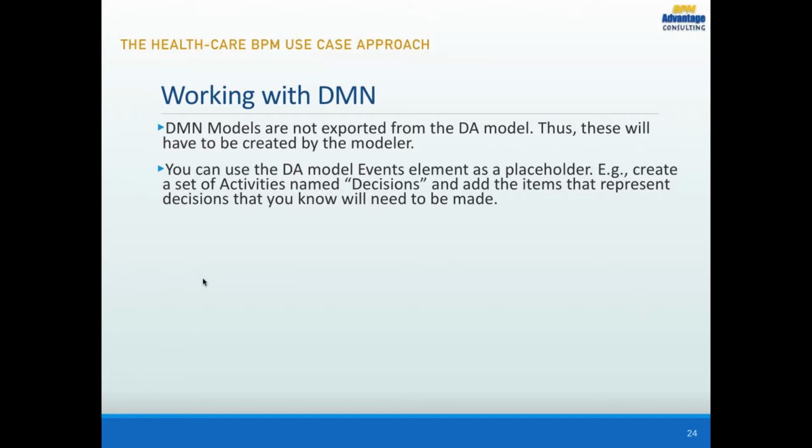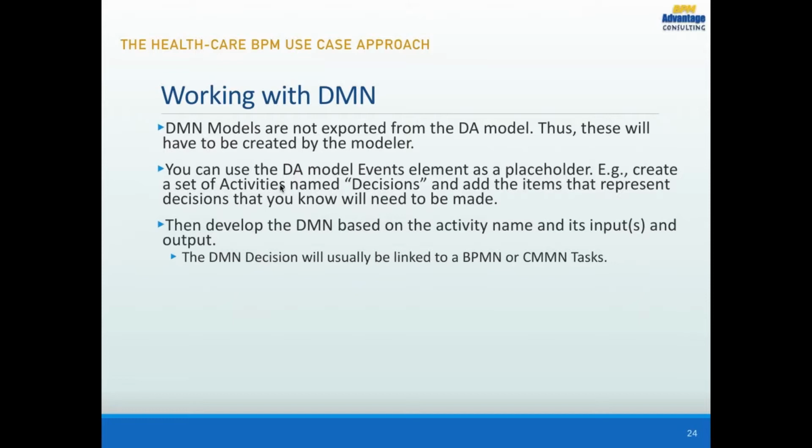So let's see, I think this second bullet is not quite right. It should be, you can use the Discovery Accelerator model activity element as a placeholder, not event element. Sorry, that's a typo. So it's a set of activities named decisions, so you can collect all your decisions into a particular activity. That way you can map the inputs and outputs of that decision, but you'll need to go into the tool to create the DMN model specifically.